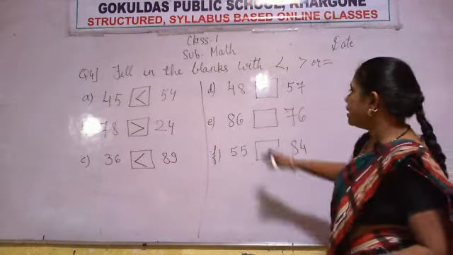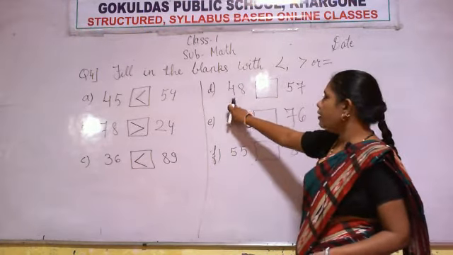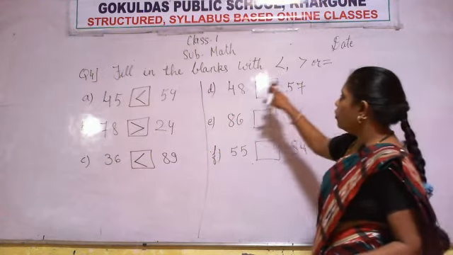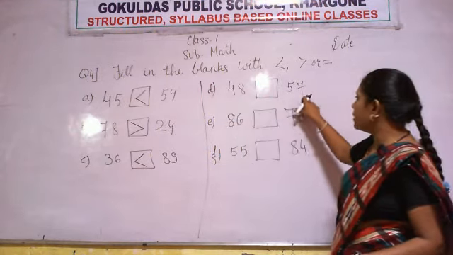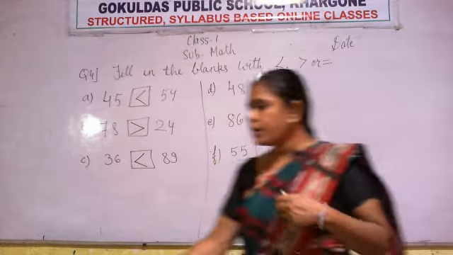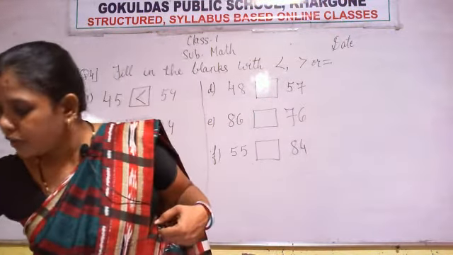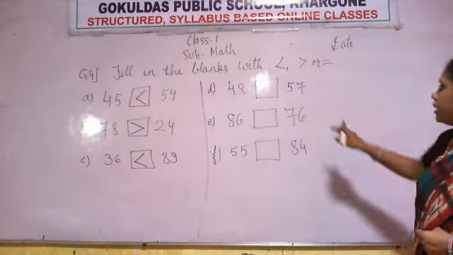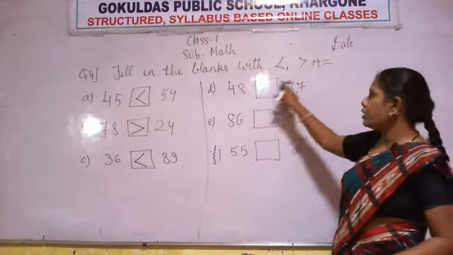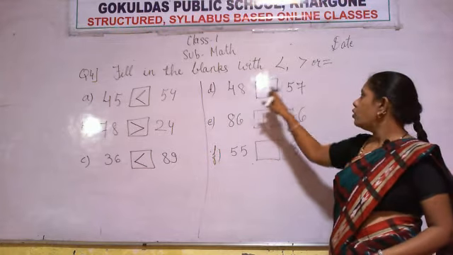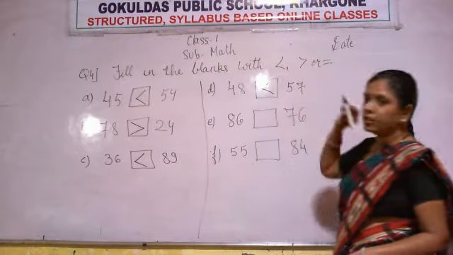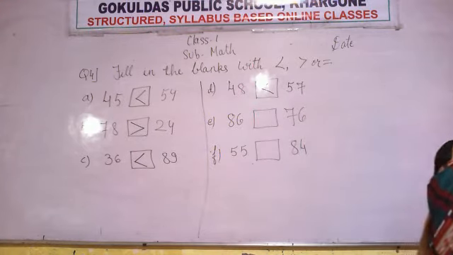See now the next question. The numbers are 48 and 57. Which is the bigger number between the two given numbers? Identify. Bigger number is 57 and smaller number is 48. So what we will do? We will make the sign of less than. Now the next question, E.